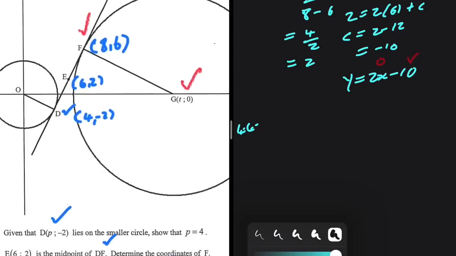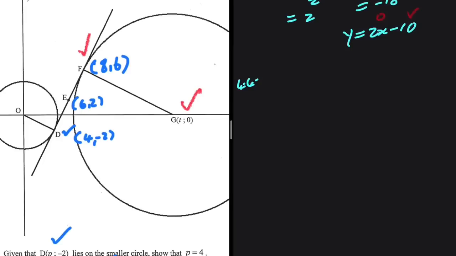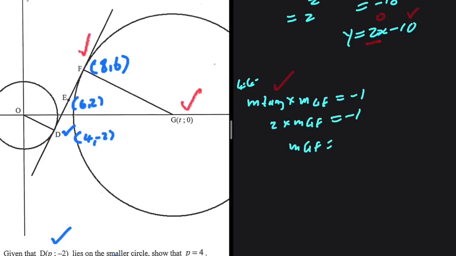Right, I see the idea we're supposed to use here. So DF is a tangent to the smaller and the larger circle. That tells us that m of tangent multiplied by m of the radius, GF is the radius, as you can see, m of GF should be equal to -1, okay? The gradient of the tangent is 2, like we calculated above. So we have 2 multiplied by the gradient of GF, which is equal to -1. So the gradient of GF is equal to -1/2, okay?